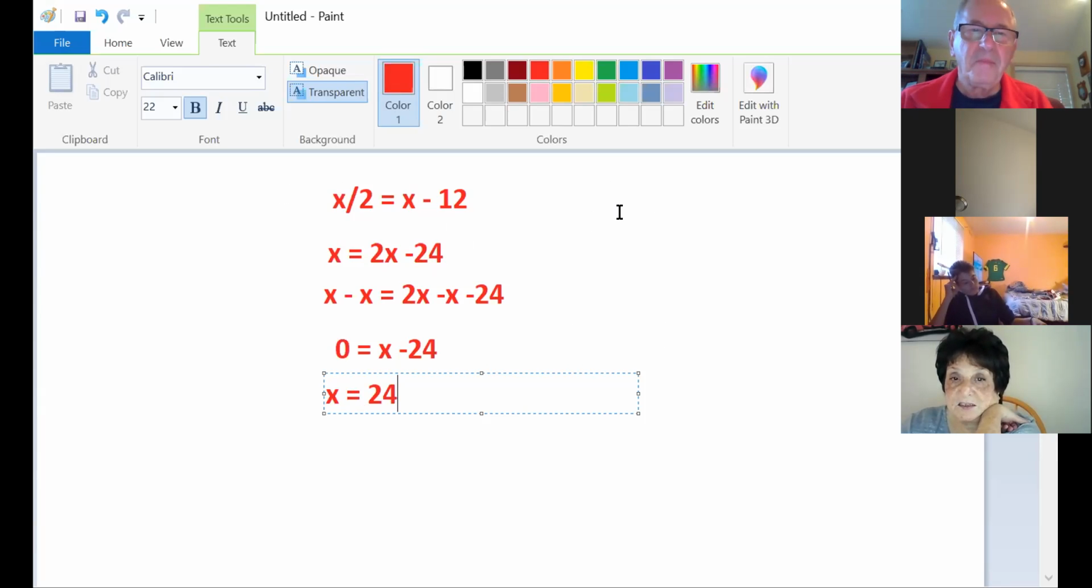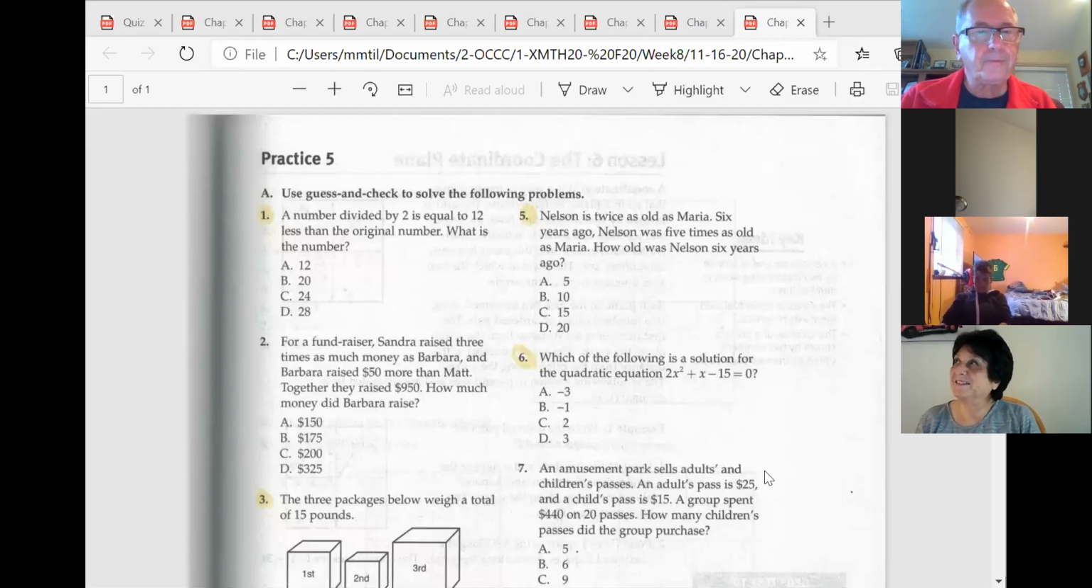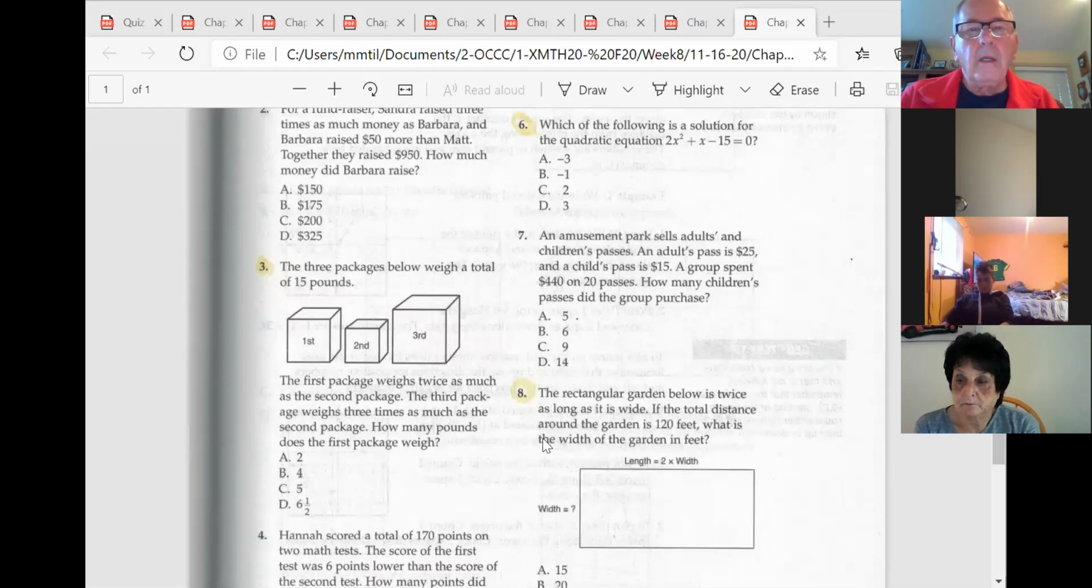Okay, I'm going to stop sharing that and look at the next. The only other one I'm going to look at, like I said, I don't want you to spend a lot of time on these. 6 or 8.